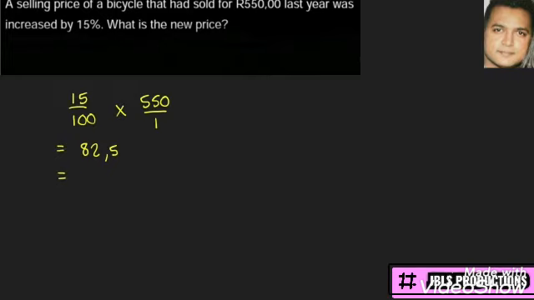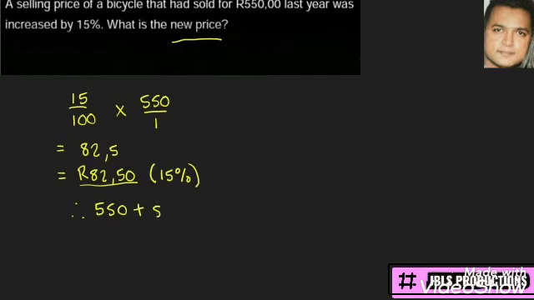Now remember that your calculator shows this amount here, 82,5, but your answer must be in 2 decimal form because it is money. That's the first step. Now remember, this money that we just worked out is only the 15%. This is only the increase, but they want to see the new price. So that means with the increase and the original price. So we say therefore it will be 550 plus 82 rand 50, and our final answer would be 632 rand and 50 cents.